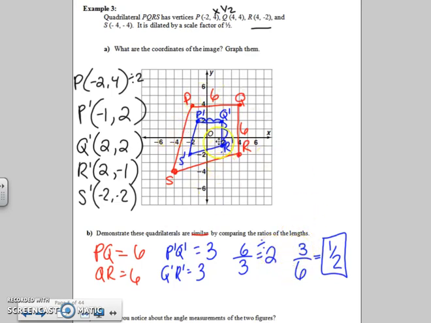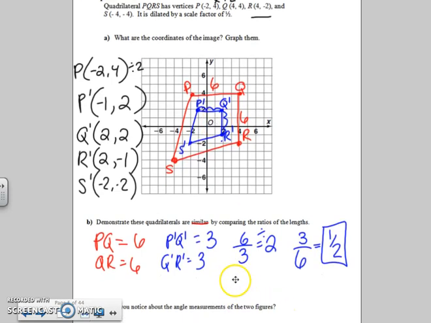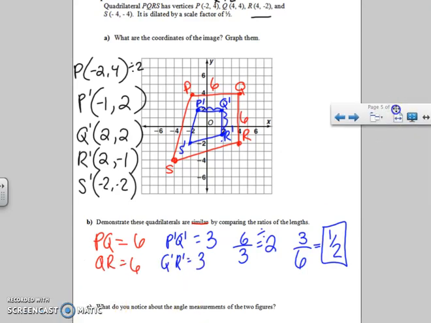So I know that this shape is multiplying by 2, or I can look and see that this outside shape is multiplying by 1/2 to give me this one, okay? All right, now they're similar if they have the same ratios. So I know that 6 going to 3 is the same as 6 going to 3 because these sides matched up, okay? All right, lastly on this page, what do you notice about the angle measurements of the two figures, okay?